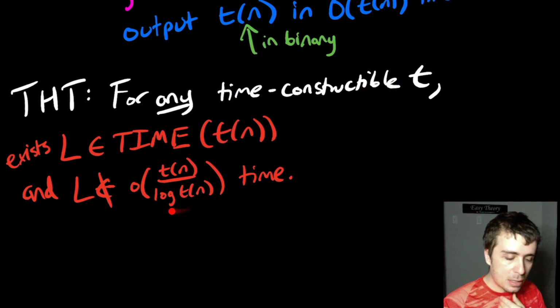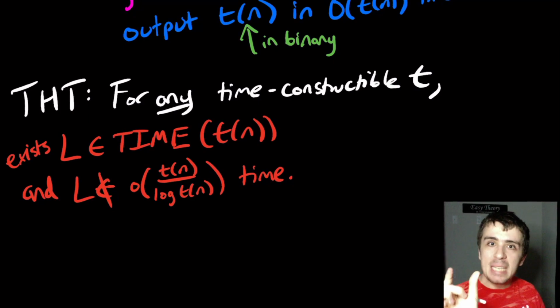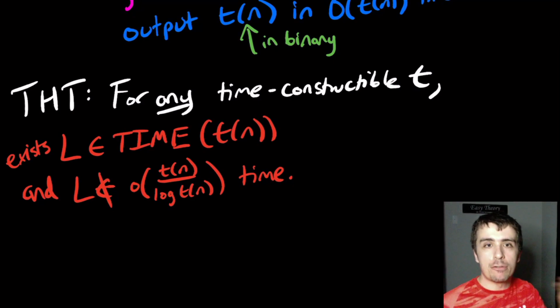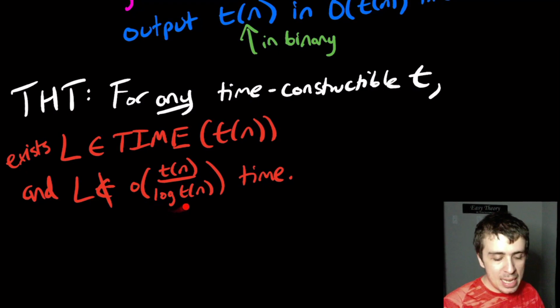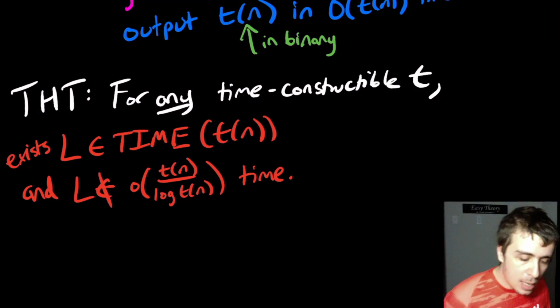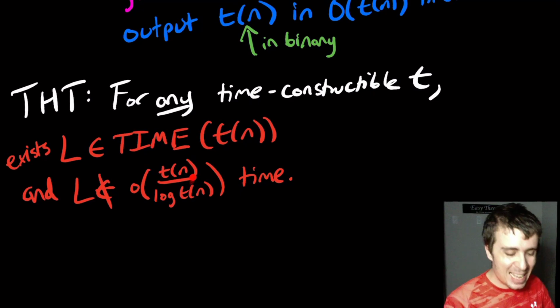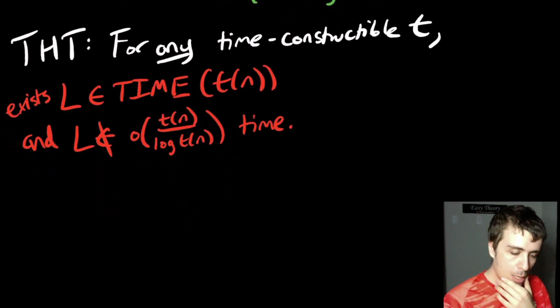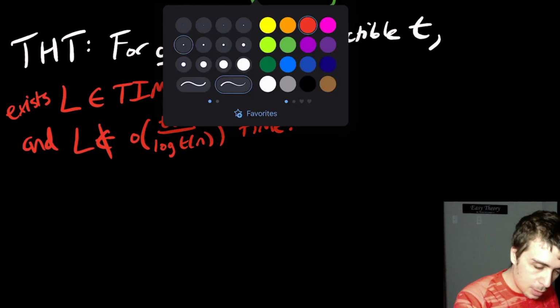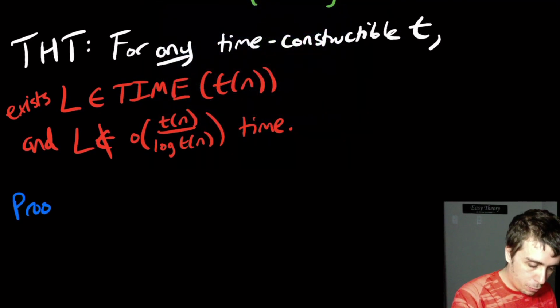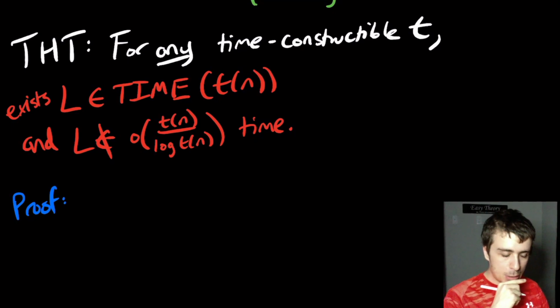But the reason for the log here is that updating the counter, to make sure that the machine we're trying to be different from doesn't run too long, takes that amount of runtime. So that's the reason why that's there. If you can improve this, come talk to me. But this is what we're going to prove. Okay. So how do we actually do this? Let's prove this.